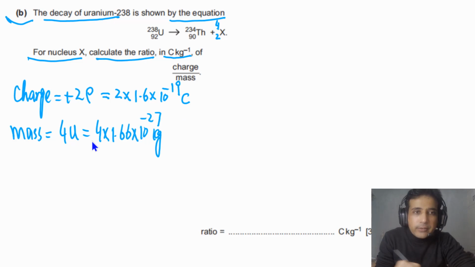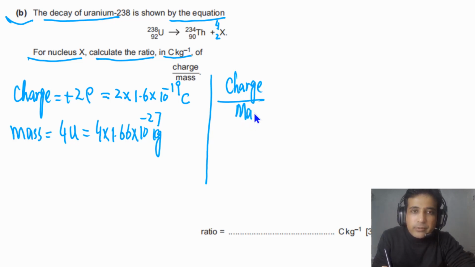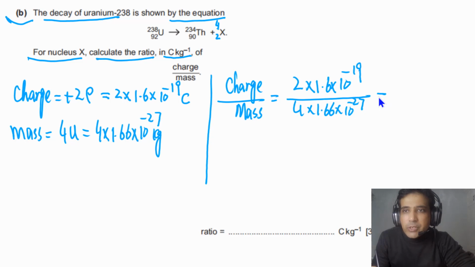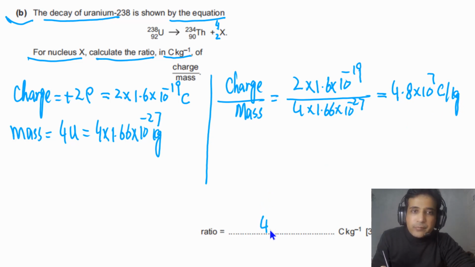Now we simply need to divide these two quantities and we can calculate the charge to mass ratio. So we can write down charge over mass. We need to find the ratio between these two quantities. We have charge equal to 2 times 1.6 times 10 to negative 19 coulombs, and we need to divide by mass. Mass is 4 times 1.66 times 10 to negative 27. If we do the calculations, our final answer will be 4.8 times 10 to 7 coulombs per kilogram, and this is our final answer to 2 SF. So this is 4.8 times 10 to 7.